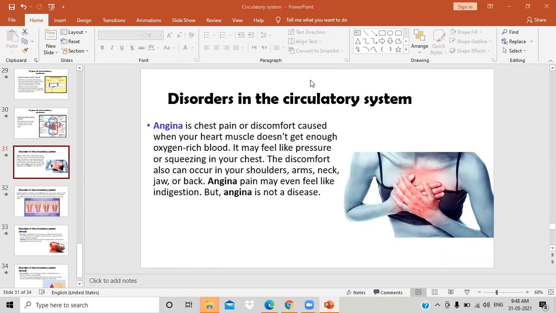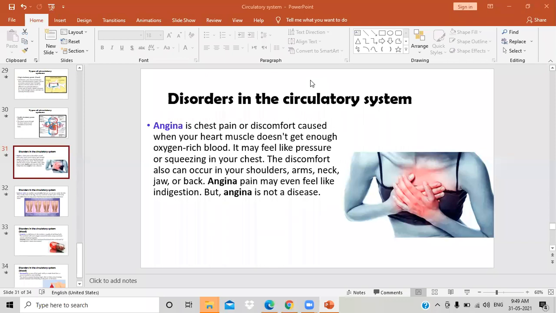Any disorder or anything that goes wrong with any part of those, whether the heart or blood vessels or the blood, is considered a disorder in the circulatory system. We have 4 disorders that we're going to learn about. And by learn about, I just want you to literally know their names and what they mean. I don't want any complicated information about them.